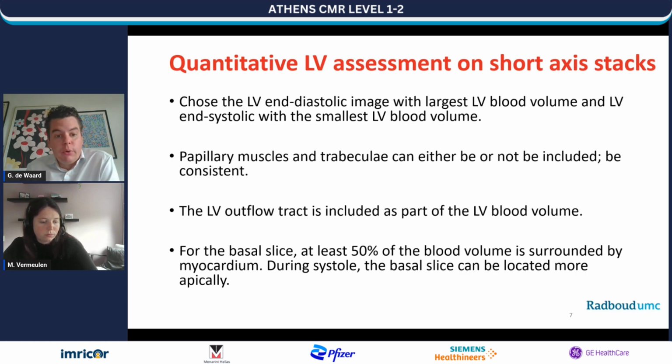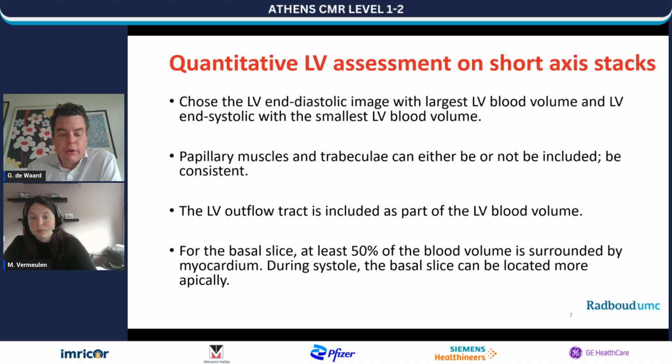What is then important is that the papillary muscles and trabeculae can either be or not be included in the analysis that you will take. I think what is recommended was to include the papillary muscles and trabeculae, but of course, it's a little bit easier not to include them. So in clinical practice, at least in my institution, for clinical purposes, we do not include them in our analysis.